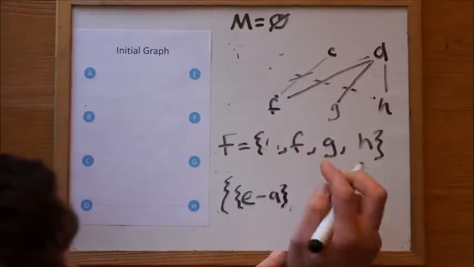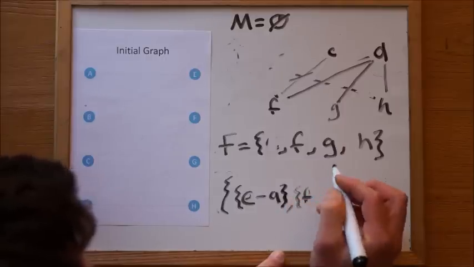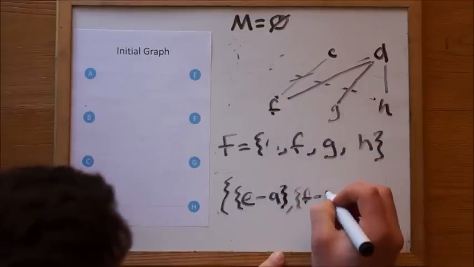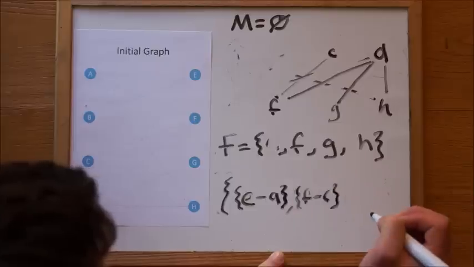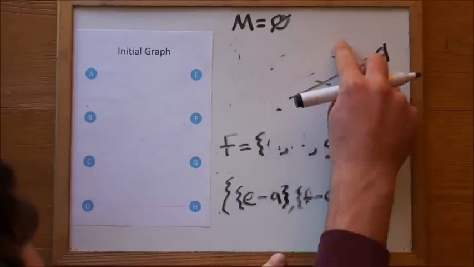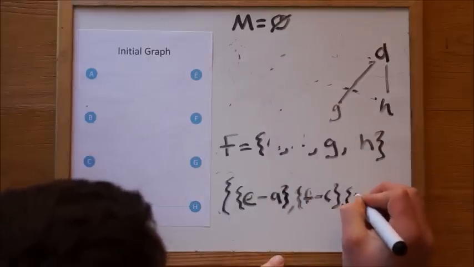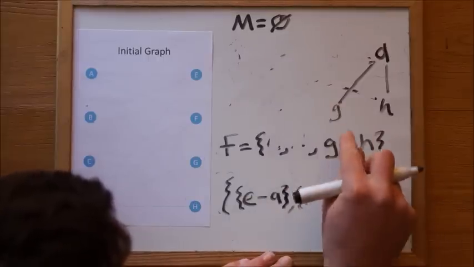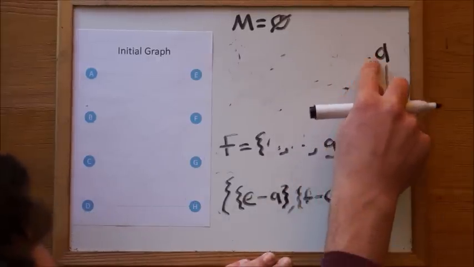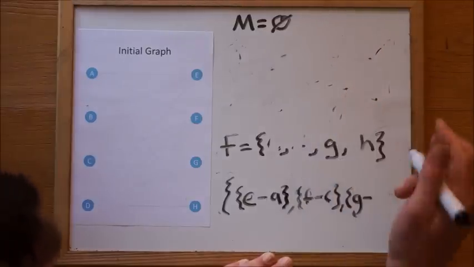Next, we're going to be looking at F. And from F, we can get to C, and we're done. Delete F. And then G. G, we can get to D, so we delete that one. But now H is left hanging, we can't get anywhere with H, so we have to delete that.